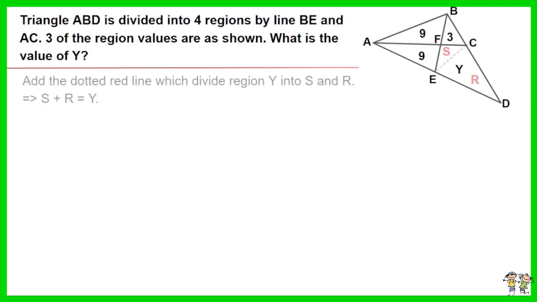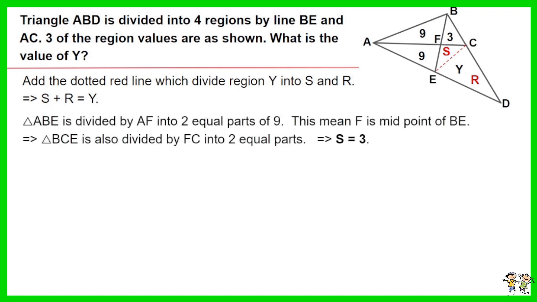Add the dotted red line, which divides region Y into S and R. S plus R equals Y. Triangle ABE is divided by AF into two equal parts of 9. This means F is the midpoint of BE. As such, triangle BCE is also divided by FC into two equal parts. Thus S equals 3.